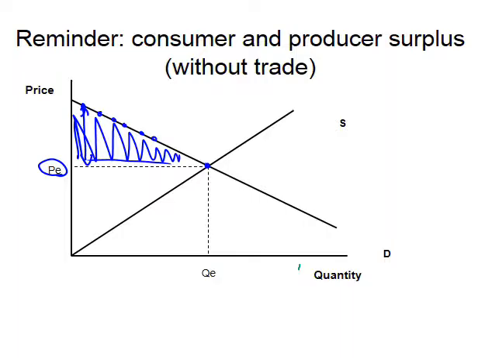So all of this is the consumer surplus, because nobody had to pay the price that they were willing and able to pay that was above the equilibrium. They all got to receive the equilibrium price.